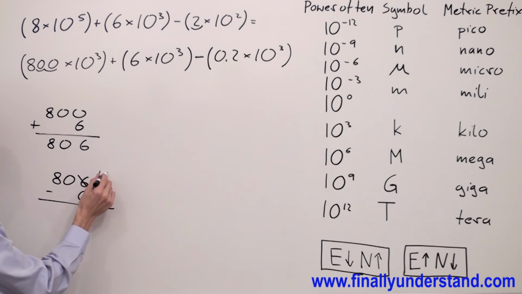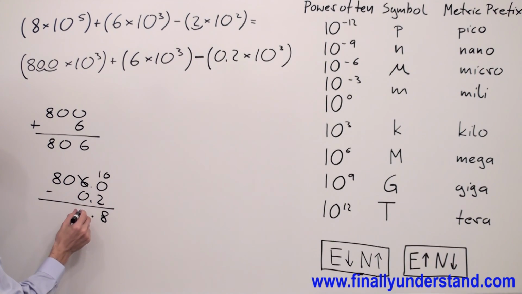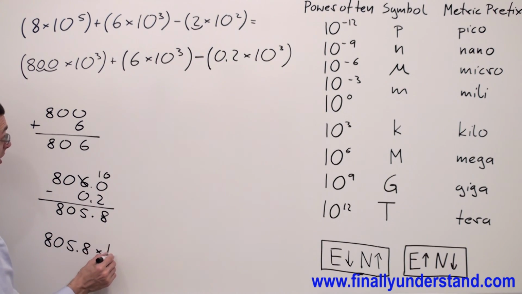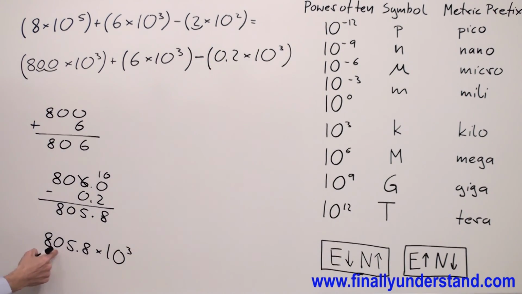Borrow 1 from here, this becomes 10 over here. 10 minus 2 is 8. Bring down the decimal point, and I'm going to bring down 805. My final answer is 805.8 times 10 to the third. I have to keep this power of 10. The number on the left side of the decimal point is between 1 and 999, and the exponent of the power of 10 is a multiple of 3. That's why this is the correct answer to my problem.